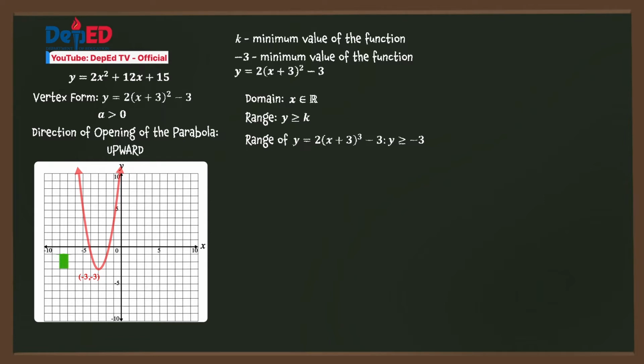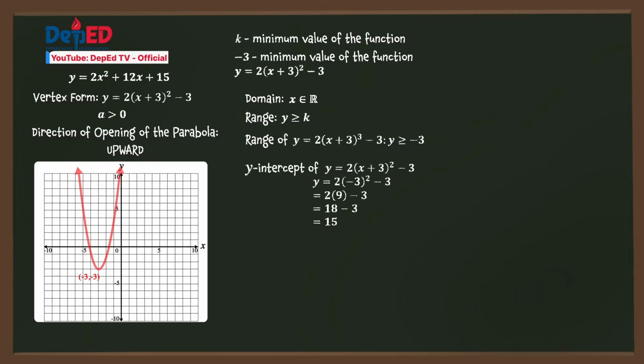Looking at the parabola, we can see that indeed the lowest y value included in the parabola as a y-coordinate is -3. All the rest are above -3.